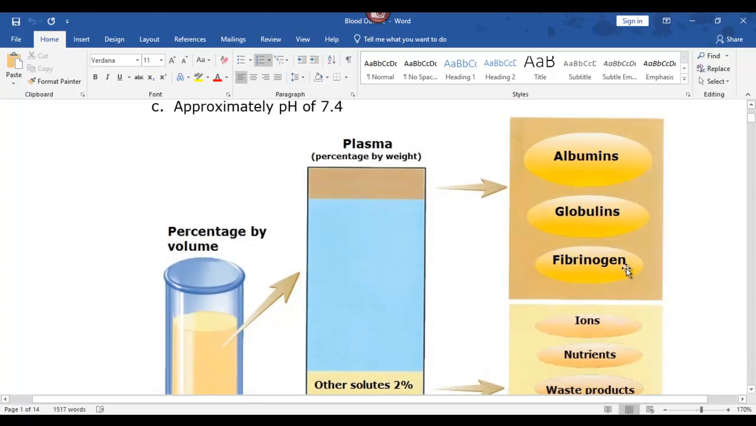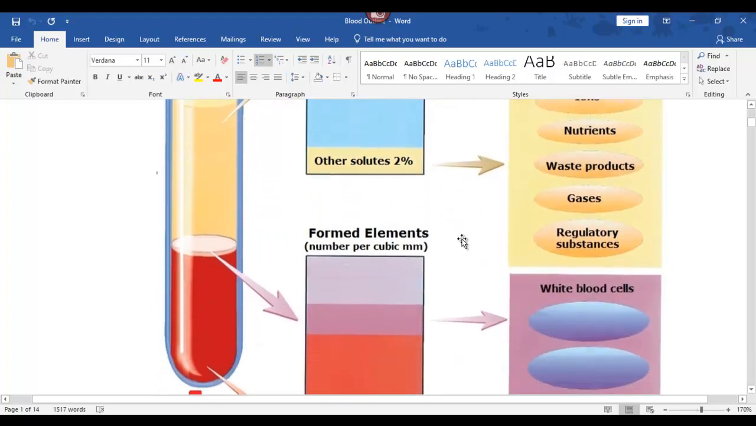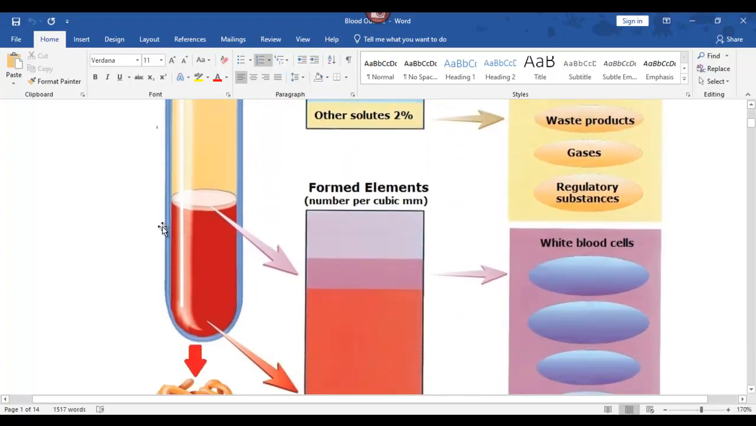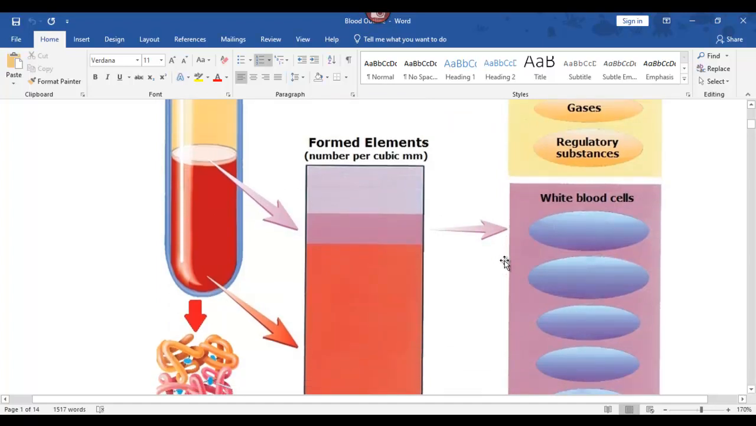Fibrinogen is a clotting agent. You got to have it for blood to clot. And then this water area, the blue, represents water and plasma, which is 92%. Now, if you go down to the bottom, the formed elements here, 45%. And then here's the breakdown.